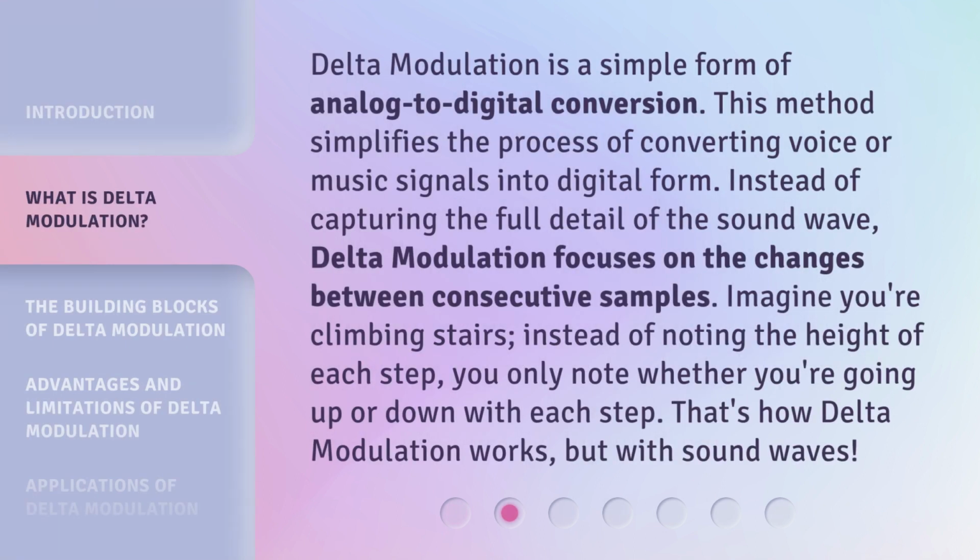Delta modulation is a simple form of analog-to-digital conversion. This method simplifies the process of converting voice or music signals into digital form. Instead of capturing the full detail of the sound wave, delta modulation focuses on the changes between consecutive samples. Imagine you're climbing stairs. Instead of noting the height of each step, you only note whether you're going up or down with each step. That's how delta modulation works, but with sound waves.